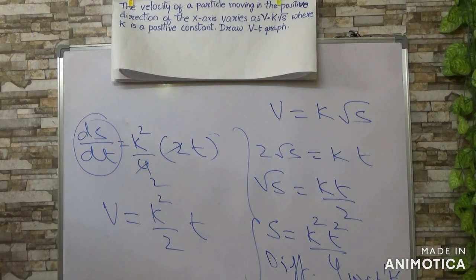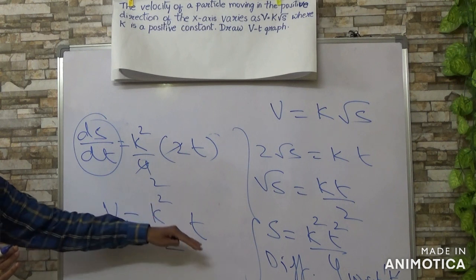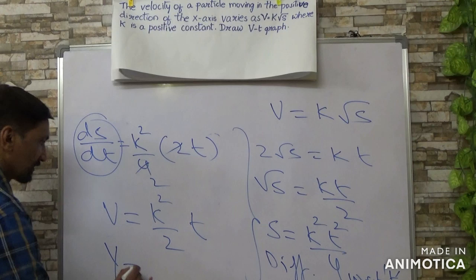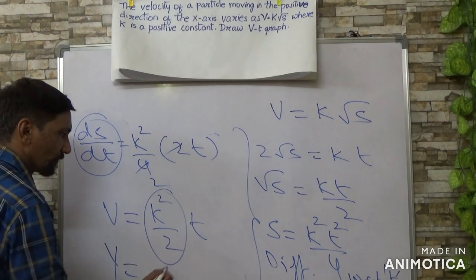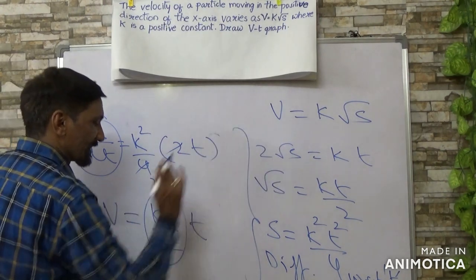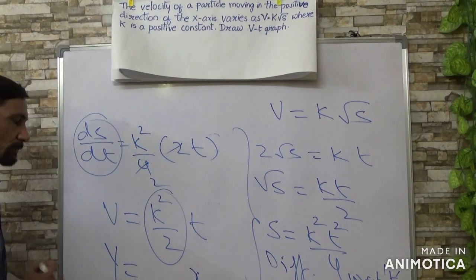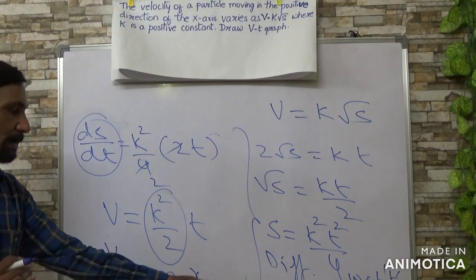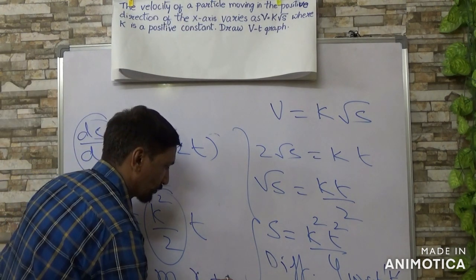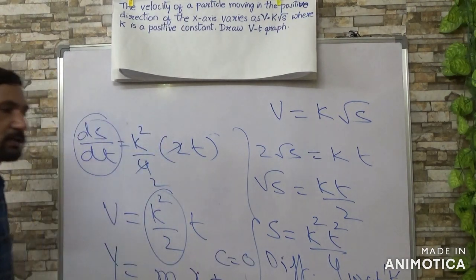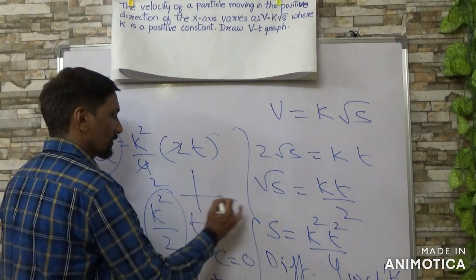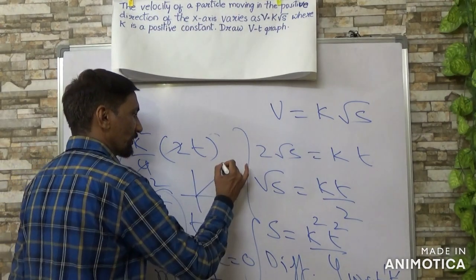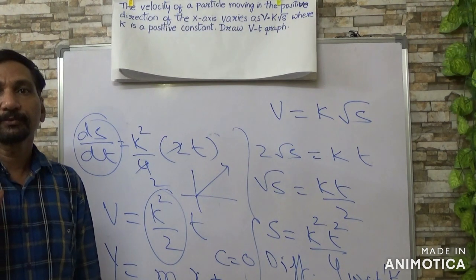So now you want to know about the nature of the v versus t graph. So velocity is taken along y-axis, some constant into t taken along x-axis. So it is a straight line passing through origin. Why? Because there is no constant term. So what is the nature of v versus t in this graph? Nothing but a straight line. Okay.